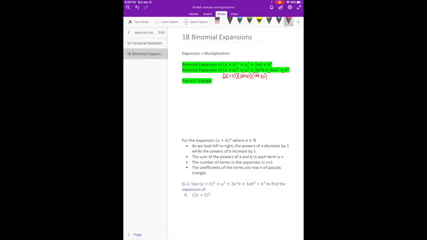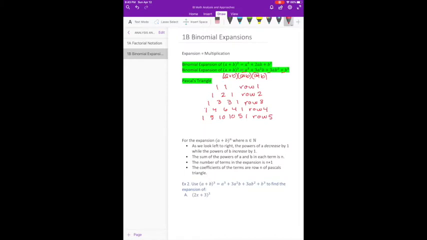So Pascal's triangle starts out with 1, 1. That is row 1. And then the next row is 1, 2, 1. That's row 2. And then it's 1, 3, 3, 1. That's row 3. Then 1, 4, 6, 4, 1. That is row 4. Then 1, 5, 10, 10, 5, 1. That's row 5. That keeps going on forever.